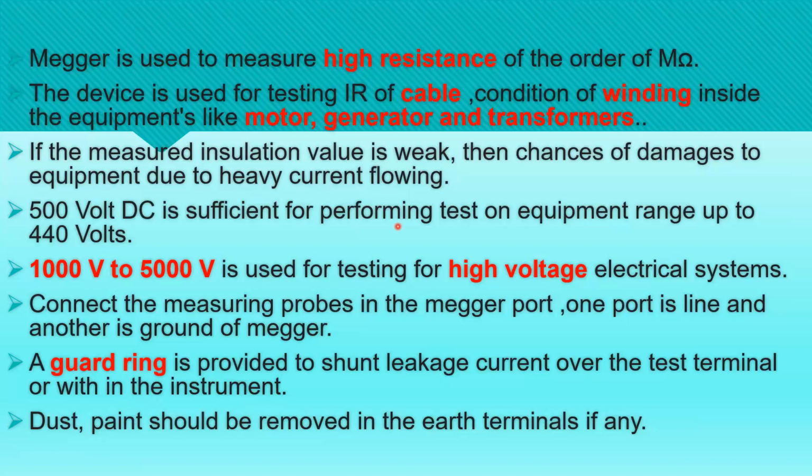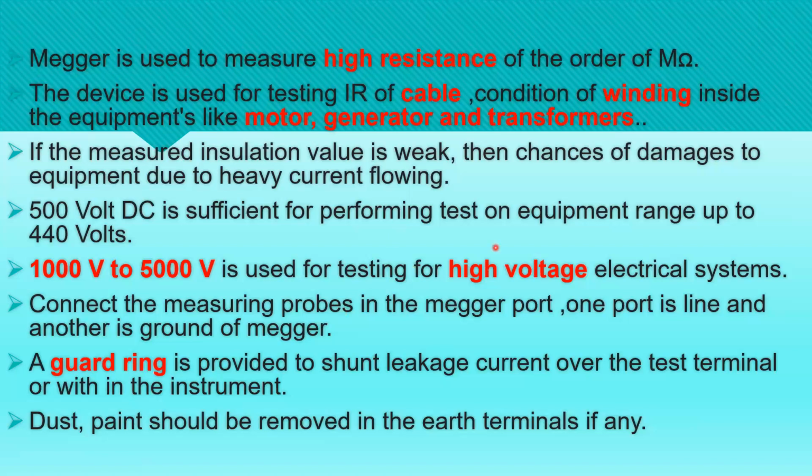Connect the measuring probe in the Megger port. One port is for line and the other is ground of the Megger. We are going to connect the probe in the Megger. There is a guard ring, provided to shunt leakage current over the test terminal or within the instrument. If you have any leakage of current, that leakage current will be bypassed through this guard ring so that it does not disturb the measurement. If any dust, paint or dirt particles are present on the earth terminals, they have to be removed.